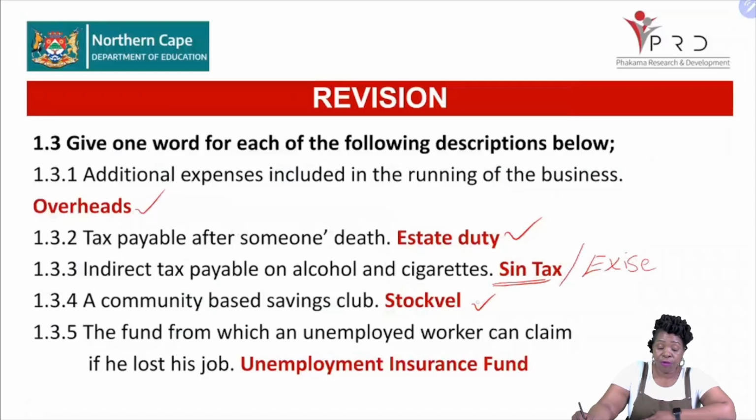And then the fund from which an unemployed worker can claim if he lost his or her job, we call it the Unemployment Insurance Fund. Sometimes it's written as UIF. So all the people that are working have got UIF being deducted from their salaries. In case they lose their jobs, then they can claim from the UIF fund. I hope we got everything correct. Let's move on to the next question.